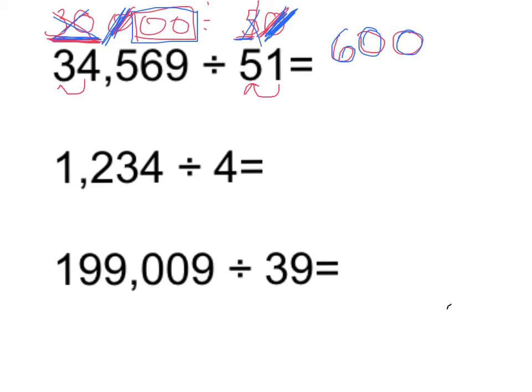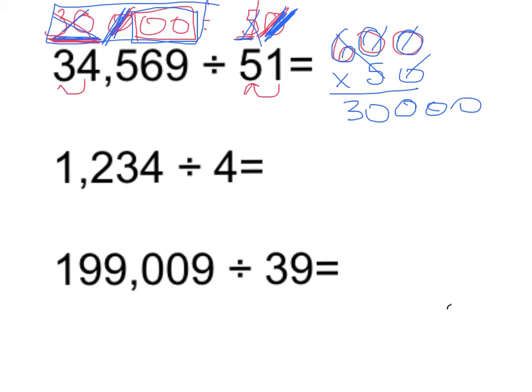So now what we're going to do is make sure we got this right. Is 600 times 50 going to equal our dividend, which is 30,000? Let's try it. Our basic fact is 6 times 5 is 30. Count our zeros. How many do we have? 1, 2, 3. 1, 2, 3. And that's 30,000. So we know that our estimation of 600 is correct.